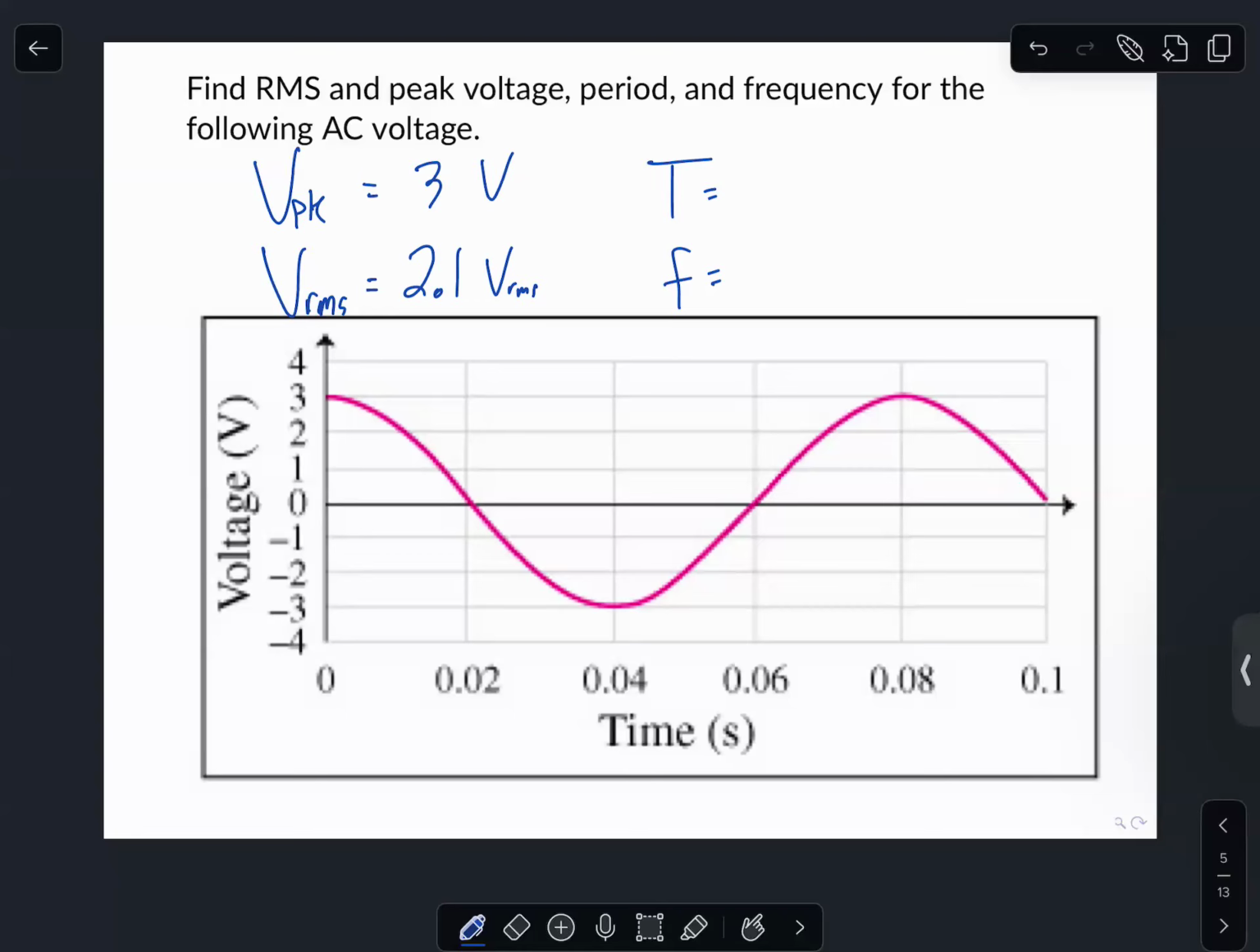Okay, period. How do I find the period? I look at the same place on the cycle. How long does it take to fully repeat? If you put 0.1 seconds, you started at a peak at 0.1 seconds, so you're not at a peak. When do you get back to a peak again? At 0.08 seconds.